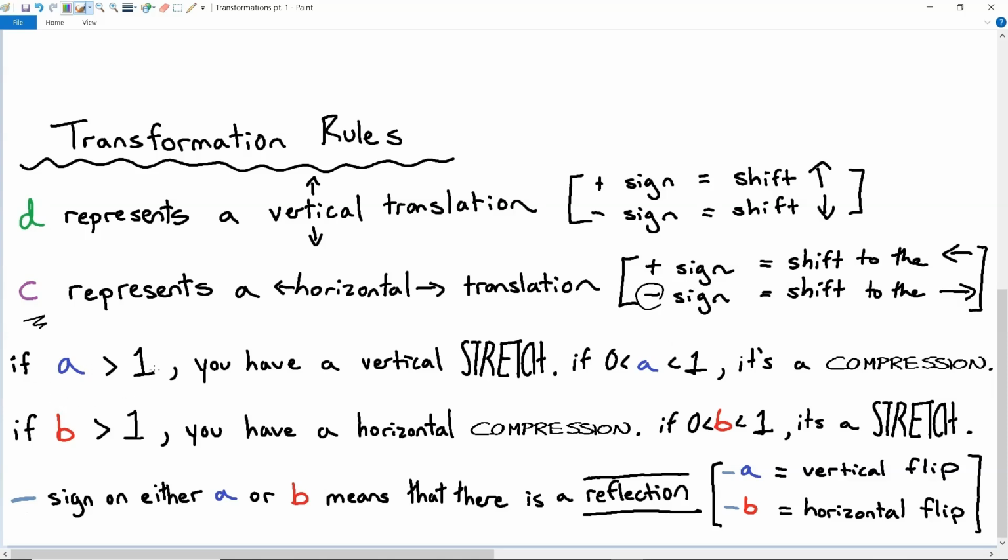If A is greater than 1, we have a stretch, but if B is greater than 1, we have a compression. So that is going to be the main thing we need to focus on. That's what trips students up the most, is that difference between values inside the brackets versus values outside the brackets.